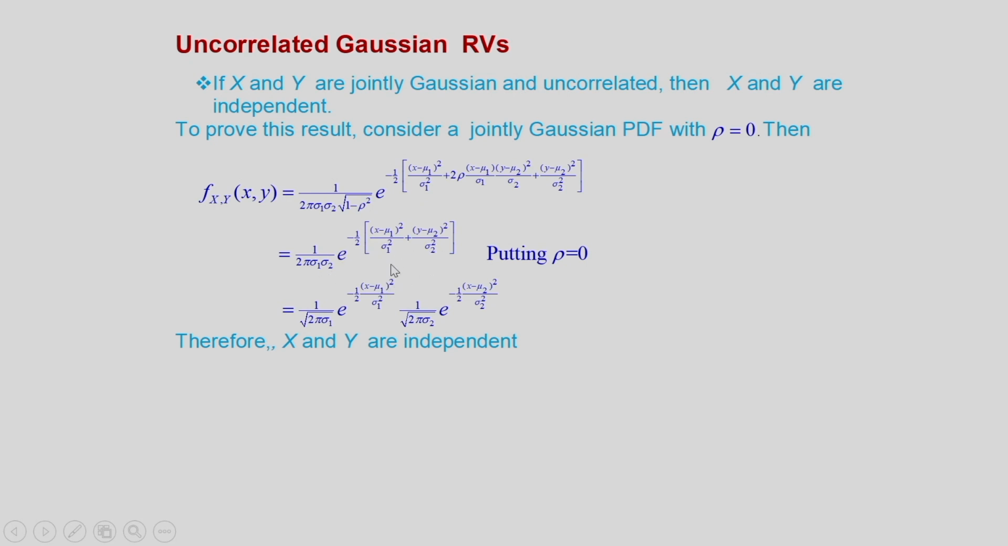Now, I can separate out these two factors, so that I get one PDF here and another PDF there. This is the PDF of x and this is the PDF of y. So, in this case the joint PDF is equal to the product of the marginal PDFs. We should also recall that if x and y are jointly Gaussian, then they are individually also Gaussian. Therefore, the joint density is the product of the marginal densities, and x and y are independent.